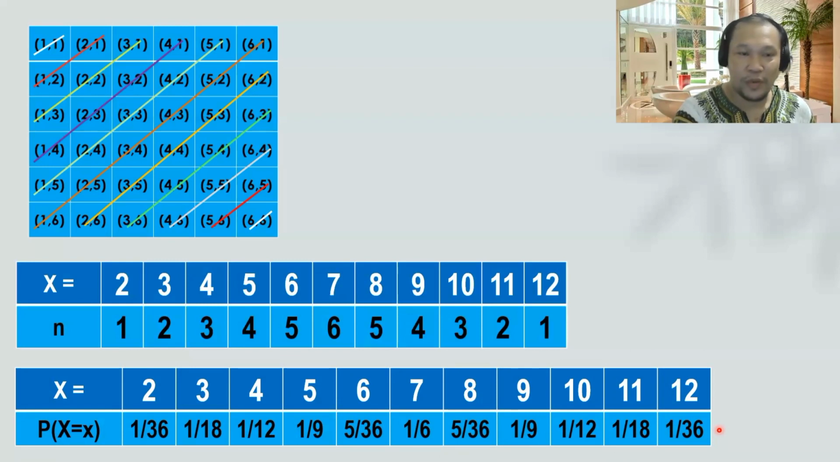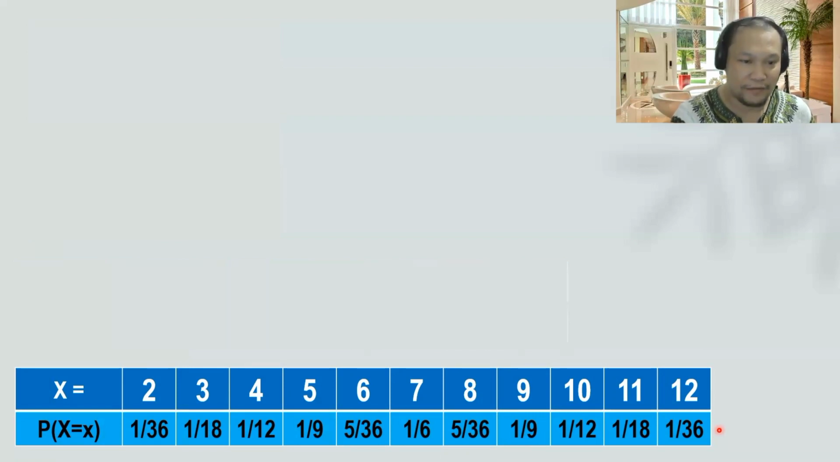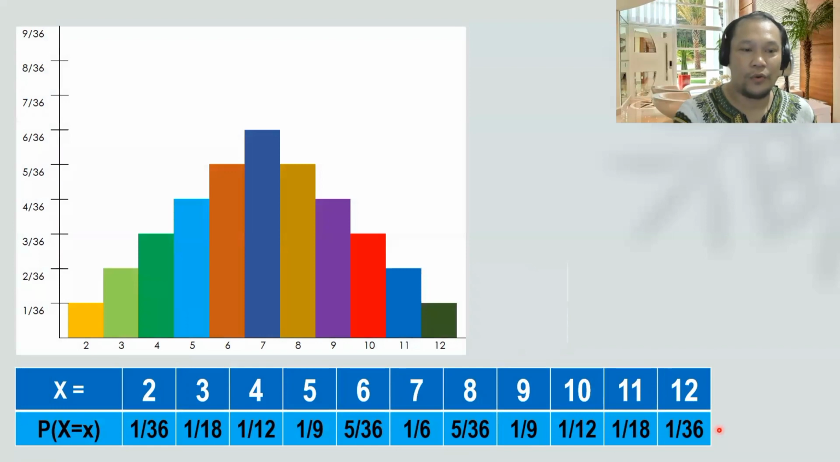Okay? And to illustrate the histogram, we have this illustration to represent the histogram of the given event. Now if x is 2, we have 1 over 36. If x is equal to 3, we have 2 over 36 or 1 over 18. For x equal to 4, we have 3 over 36 or 1 over 12, and so on. Now as you can see, this is the histogram of the given discrete probability distribution.